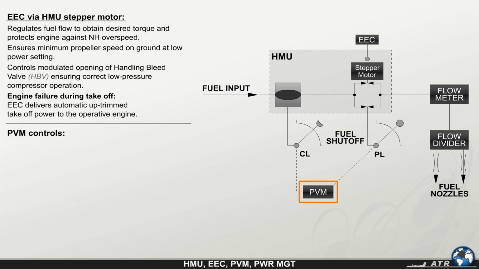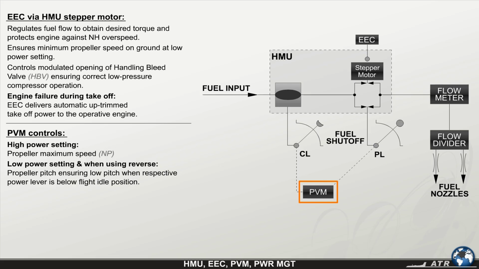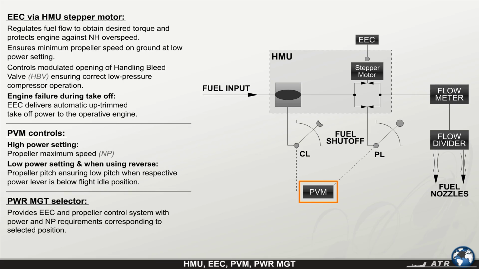The PVM controls, at high power settings, the propeller maximum speed, NP, according to the power management selector selection. Further, it controls the propeller pitch at low power settings and when using reverse, thus ensuring low pitch when the respective power lever is below the flight idle position. The power management selector provides the EEC and the propeller control system with the power and NP requirements corresponding to the selected position.